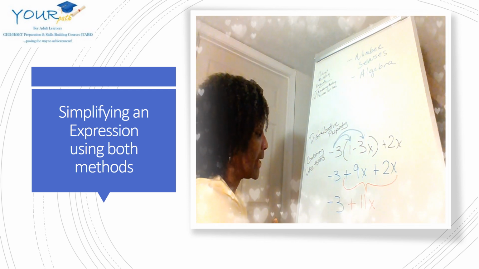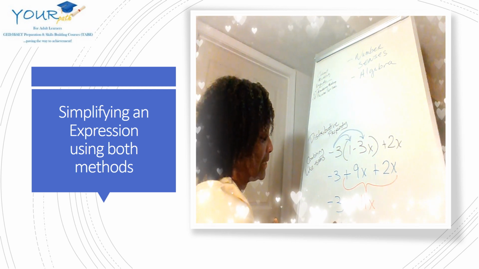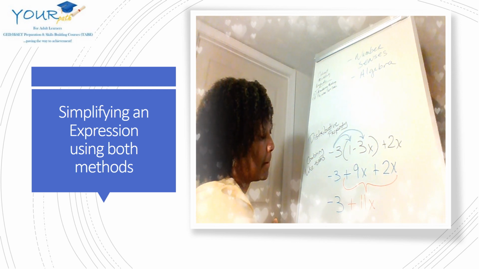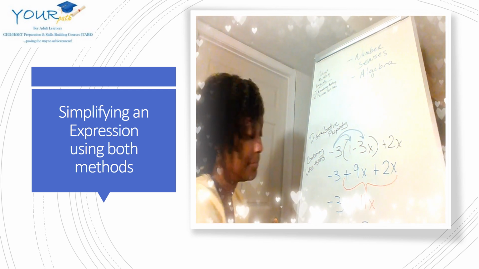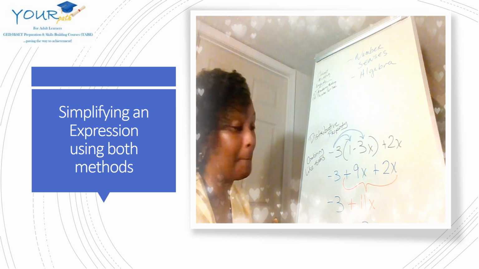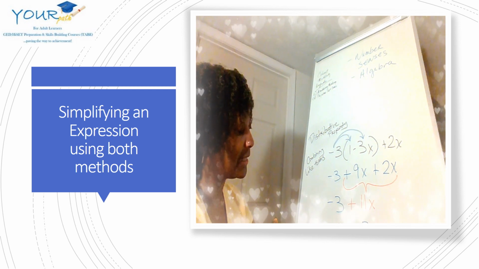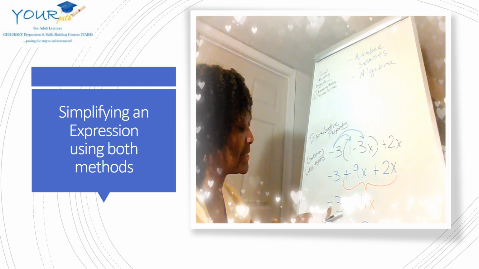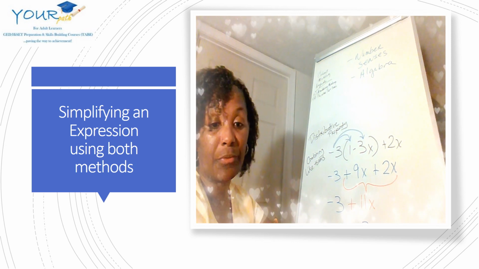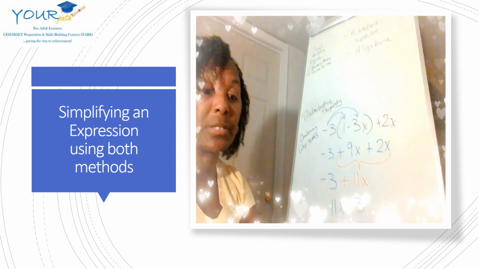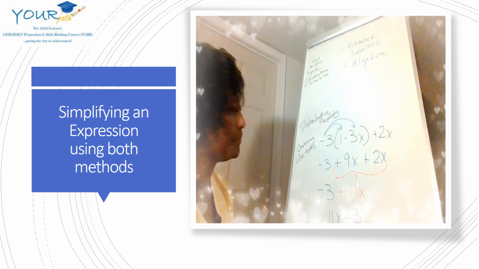You can also write this as 11x minus 3. It means the same thing. We have a positive 11x here. We have a positive 11x here. We have a negative 3 here, and we have a negative 3 here. And let me just bring it down a little bit so you can see it.